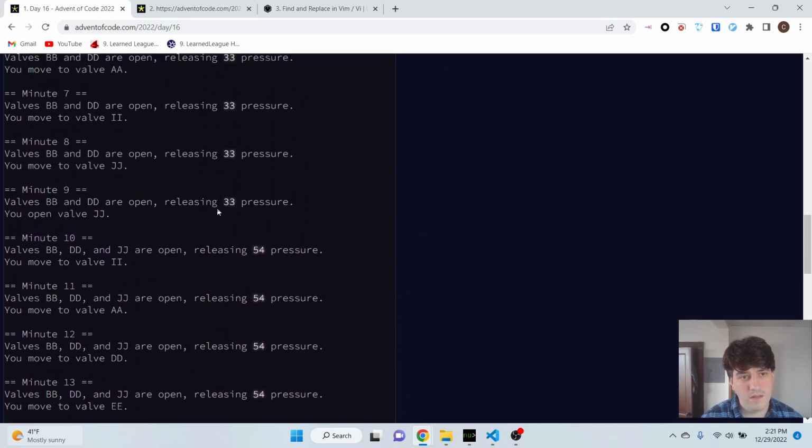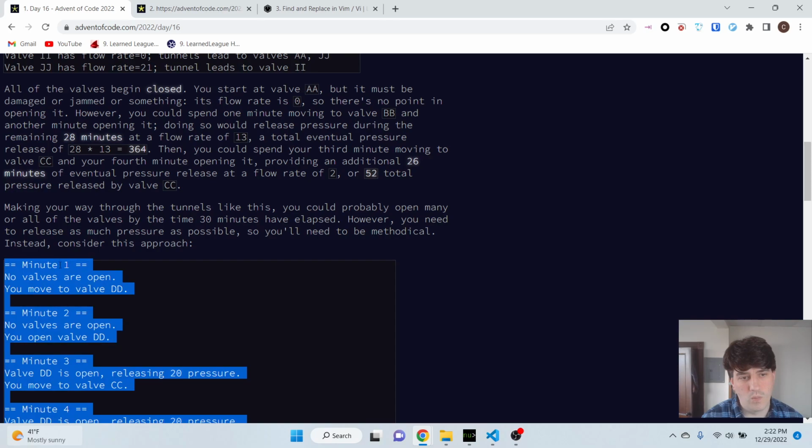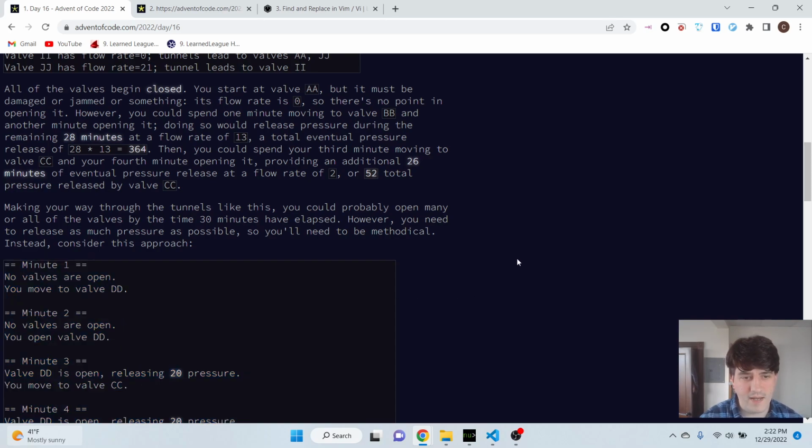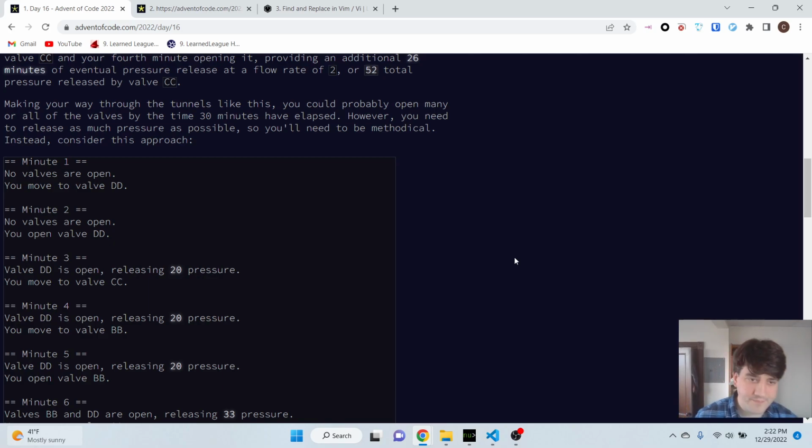Minute 30. Minute 1. Okay, so I get to open exactly 30 valves, and I'm not trying to maximize the total rate of pressure. I'm trying to maximize the integral of that, the cumulative pressure released over the remaining seconds. That is what I'm trying to do.